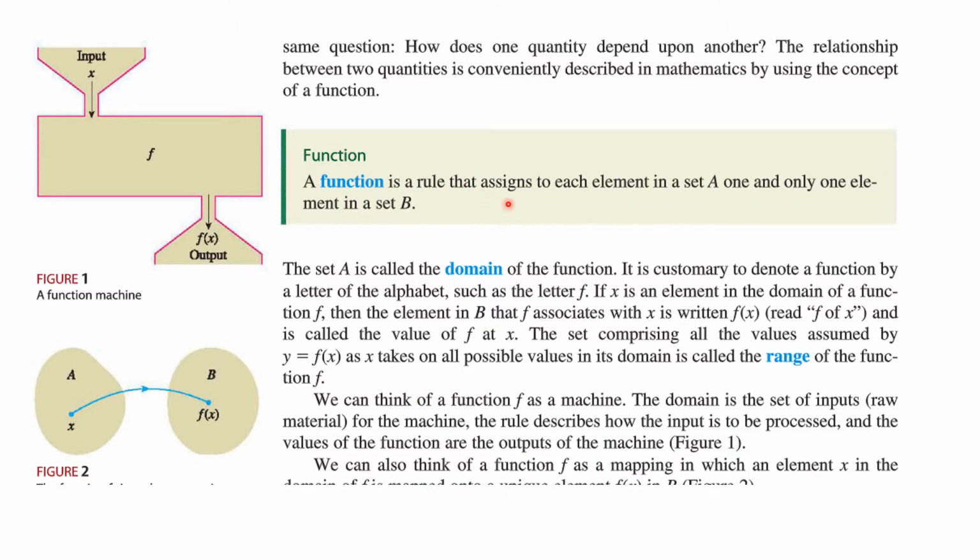A function is a rule that assigns to each element in a set A one and only one element in a set B. It can be thought of as a machine where the input is x, the machine is the function, and the output is f of x. The set of allowable values, the allowable inputs for x, is called the domain, and the values that you can get out of the machine are called the range.